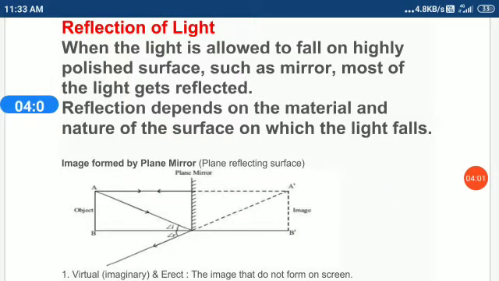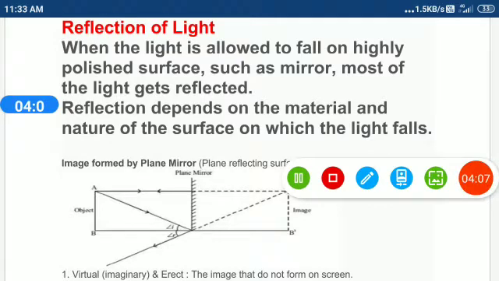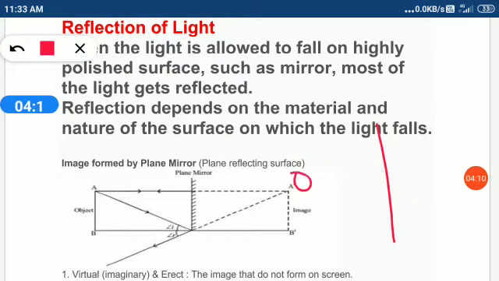Our next topic is reflection of light. Reflection is like the word suggests: suppose you are hitting a ball on the wall and it bounces and comes back in the same plane. Here you can see we are hitting a ball in the direction of the wall and it is bouncing back in the same plane. This is the phenomenon of reflection. The same happens in reflection of light also.